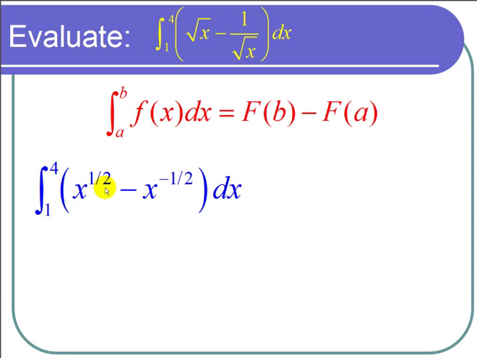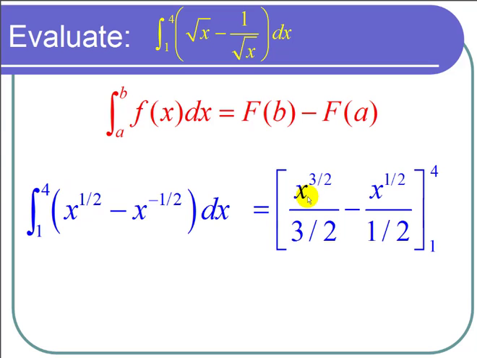Next, I'm going to use the power rule that says when I want to find the antiderivative of x to a power, I take x to the power plus 1 divided by the power plus 1. So 1/2 plus 1 is 3/2, and negative 1/2 plus 1 is positive 1/2. So what I get is x to the 3/2 divided by 3/2 minus x to the 1/2 divided by 1/2. And I'm still going from 1 to 4.